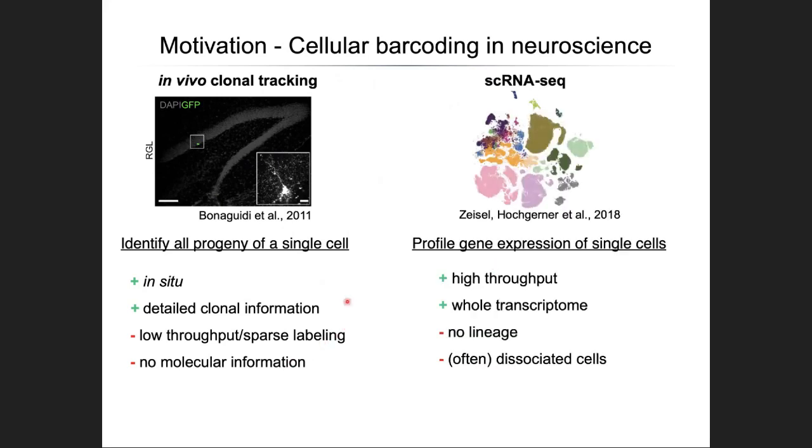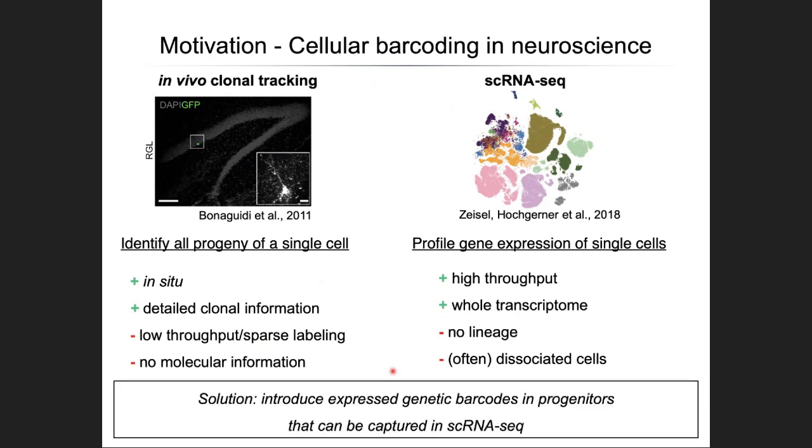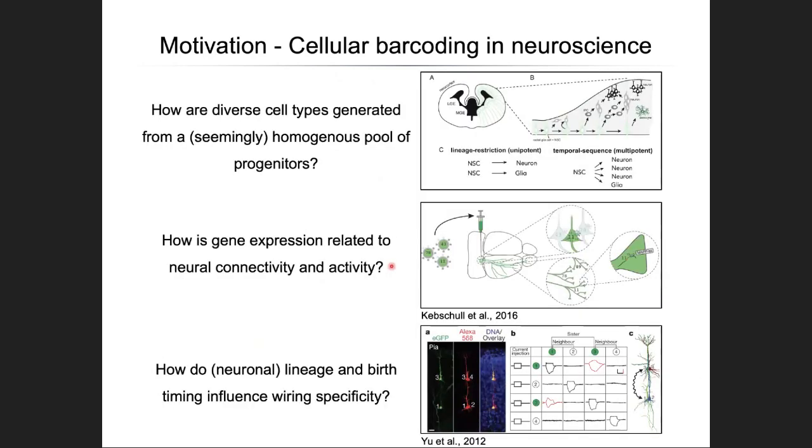But on the other hand, of course, we have technology like single-cell RNA sequencing, which is enabling us to profile thousands, even millions of cells in one assay, and basically at high throughput obtain whole transcriptome information. But often we don't have lineage information, and very often we also rely on dissociated cells. So as other speakers already introduced before, we want to solve that and combine the best of both worlds by introducing expressed genetic barcodes into brain cell progenitors that then can be captured later on using RNA sequencing.